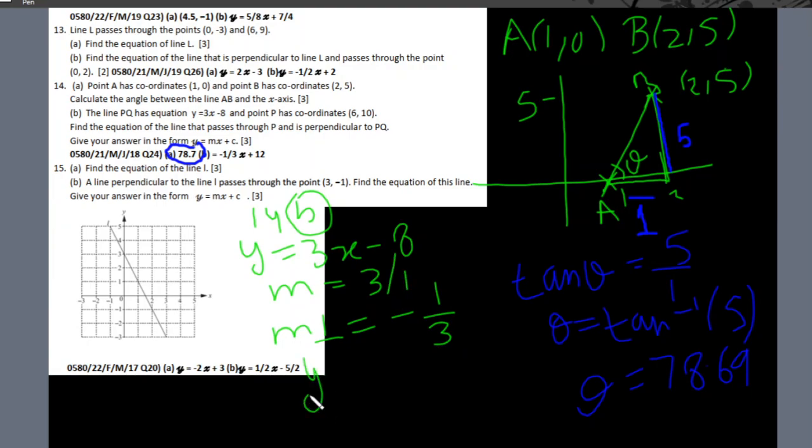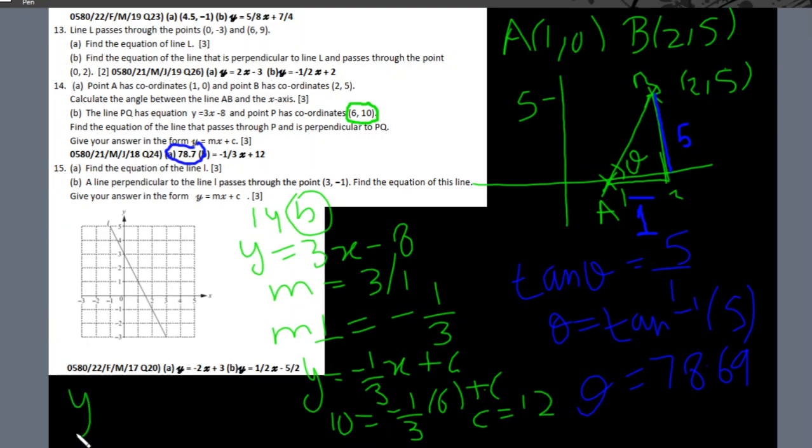Alright, so the equation will be y equals mx plus c. Now to find c, we also know that this line passes through point P, which is 6, 10. So substitute 6, 10 here. 10 equals minus 1 over 3, 6 plus c. 6 over 3 becomes minus 2, and 10 plus 2 is 12. So c becomes 12. So our equation becomes y equals minus 1 over 3x plus 12. This is the answer for 14b.